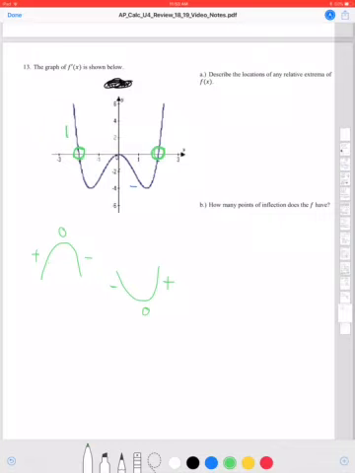So that's going to be here and here. This one goes from positive values to negative values. This one goes from negative values to positive values. Alright, the one in the middle at 0, the graph doesn't change signs, so that's not going to be a max or a min. So we have a relative max or a local max.